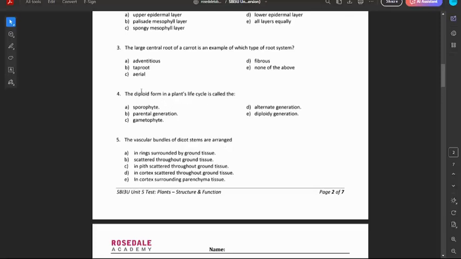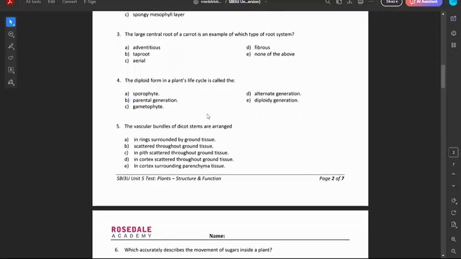The diploid form of a plant cycle. So remember, diploid starts with di, so it means 2. So what does that mean? That means it is sporophyte, because gametophyte was the haploid cycle. Sporophyte was the diploid. Just gotta remember.